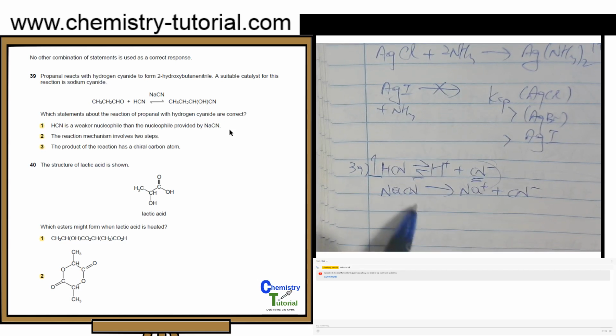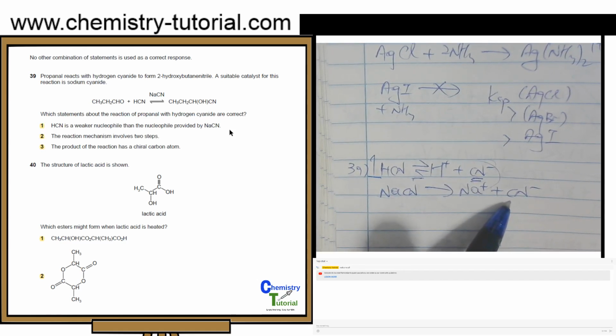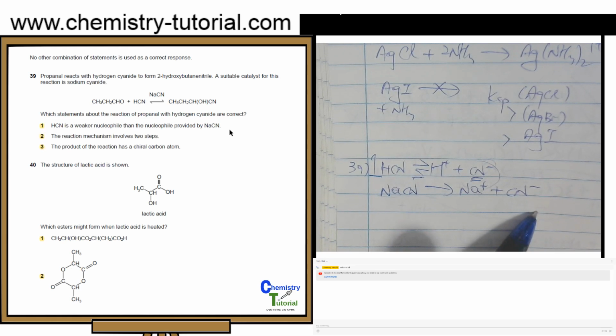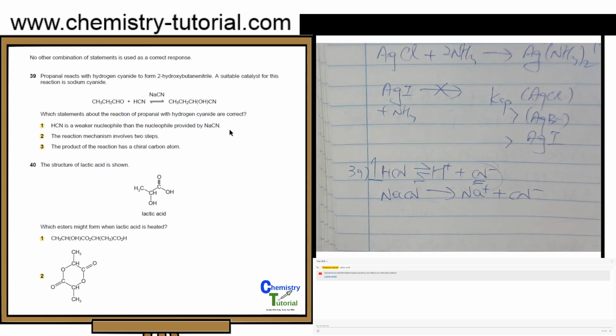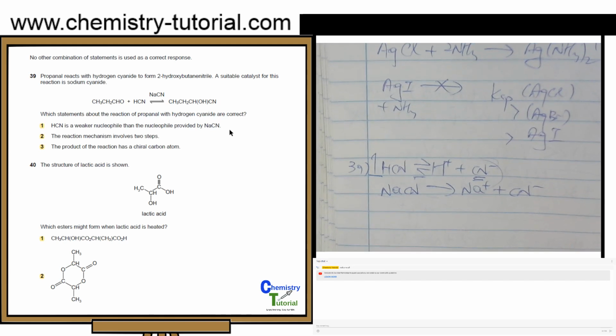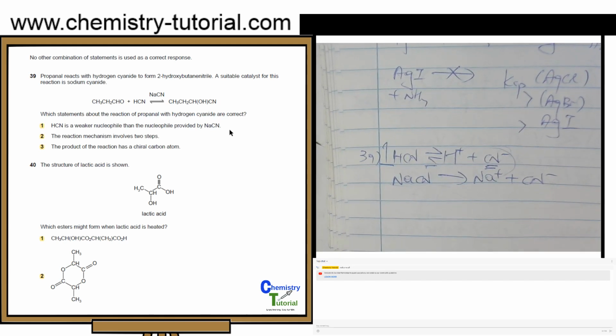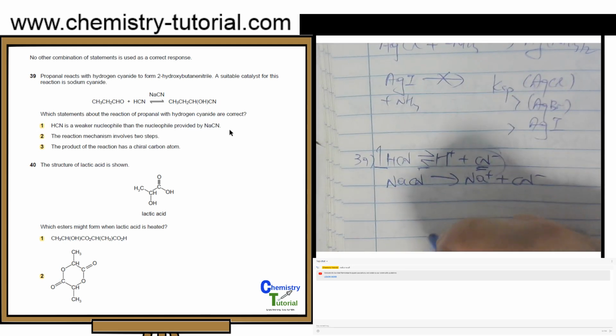But if you use 1 mole of NaCN, it's going to give you the same number of moles, which is 1 mole of cyanide ion. So therefore, it's correct to say that HCN is a weaker nucleophile. The reaction mechanism involves 2 steps. Yes, in fact, this reaction is known as nucleophilic addition.